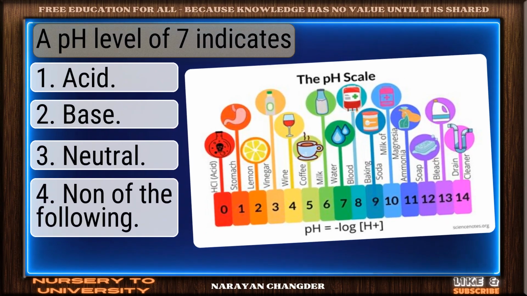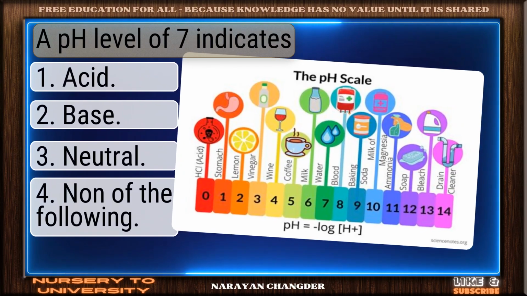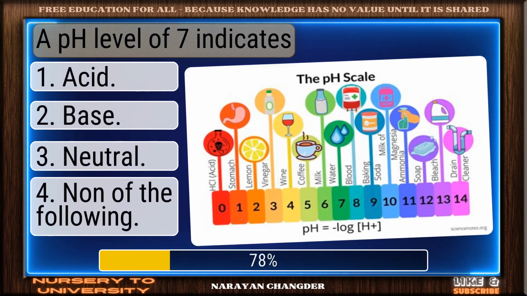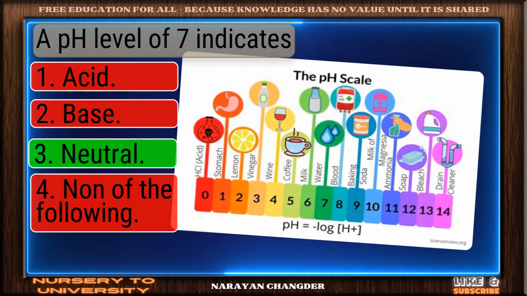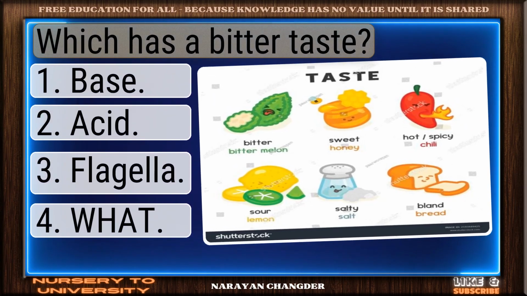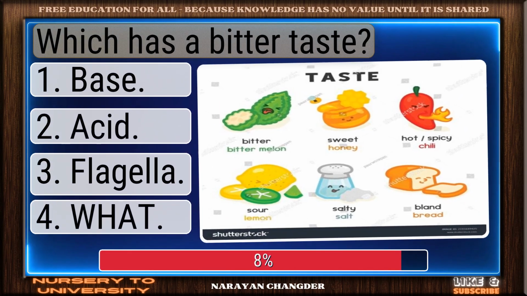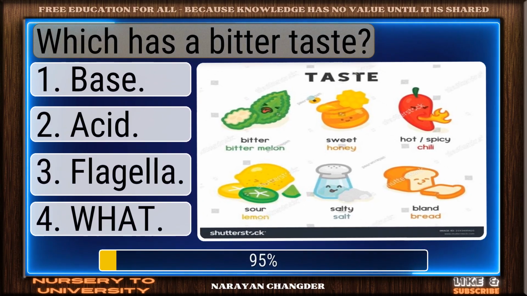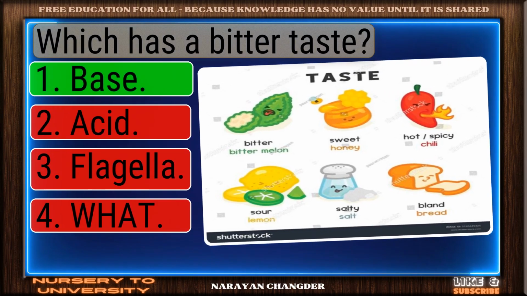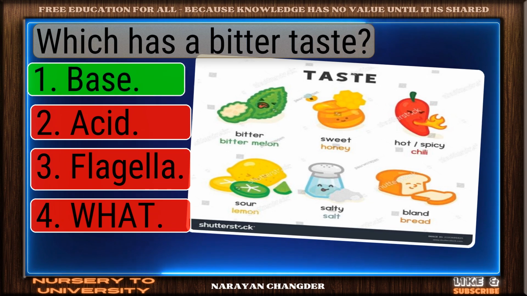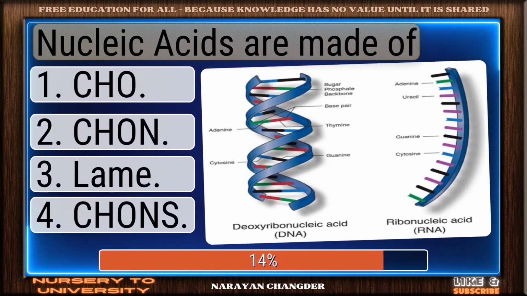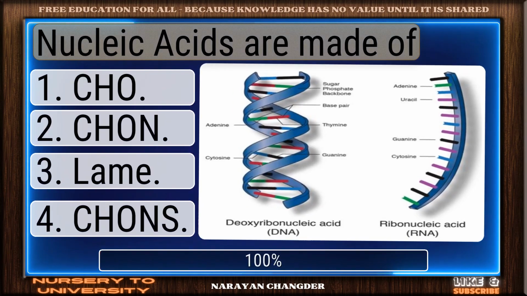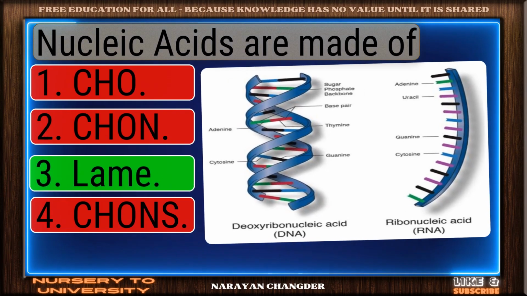Question number 194. A pH level of 7 indicates. Exactly. Neutral makes sense and it is the right choice. Question number 195. Which has a bitter taste? Well reasoned. Base is the correct choice. Question number 196. Nucleic acids are made of. Bravo, lime is the answer.